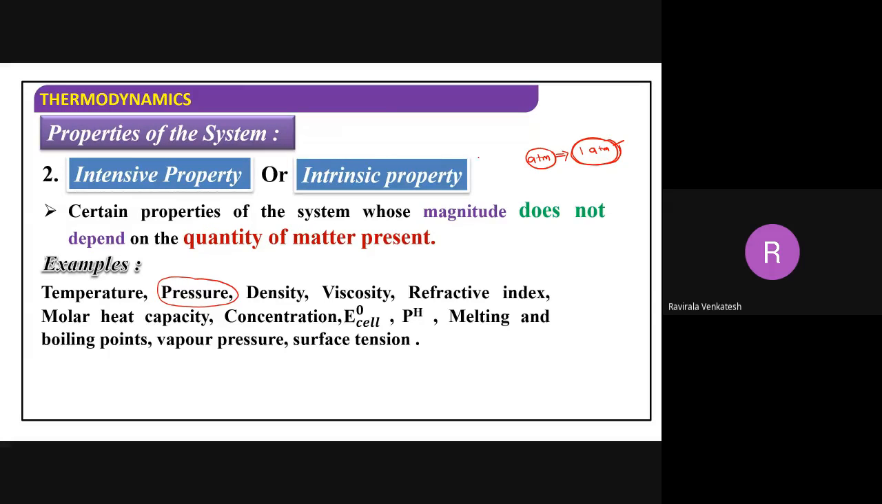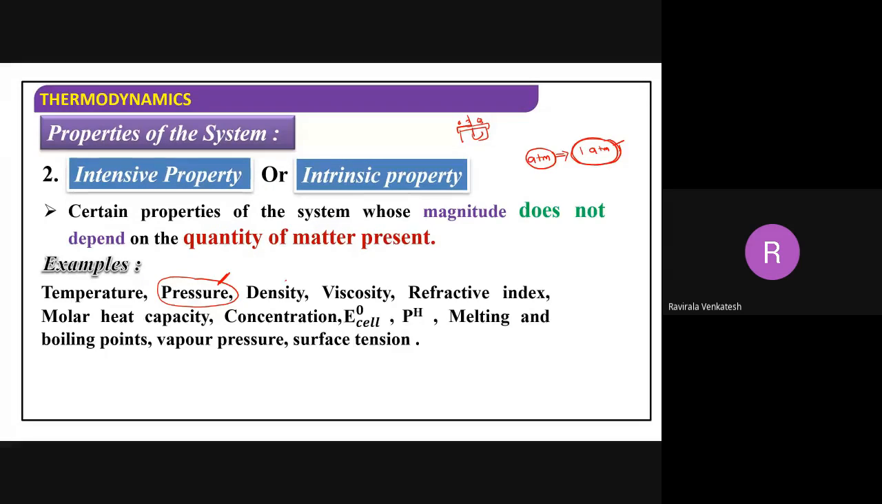But what happens if I take more quantity by putting a piston here? The pressure will increase on the system, but not of the system here. So you can take pressure from the system. The pressure from the system will be constant with respect to quantity. But if you put more weight on the system, the pressure will increase on the system, but not by the system.